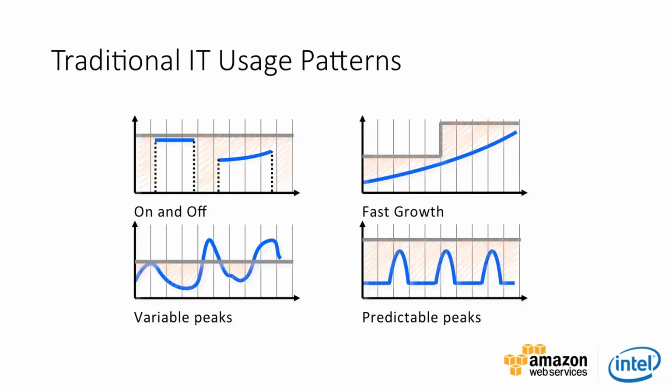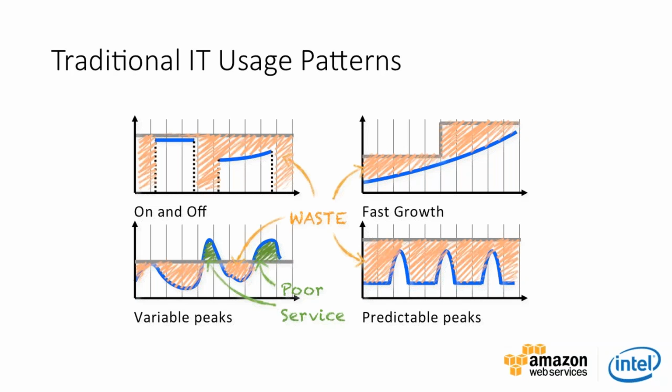You're not using them, but you're paying for them if you've already provisioned it as an immutable static resource. You're wasting all those orange bits, and that is money you can save. And all the green bits are where you're having a poor customer experience. You have provisioned to meet your average load, but when it spikes, customers are getting impacted, and that is basically poor service.